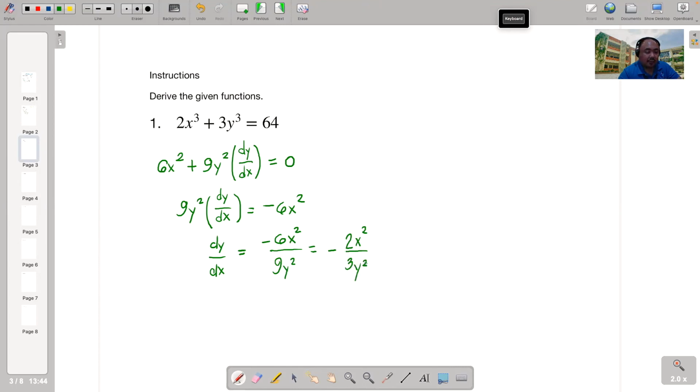3y squared. Sir, is it all right if after the implicit differentiation I arrive at an expression for the derivative which has a combination of x's and y's? Just like in this case, you have in your numerator 2x squared, but in your denominator you have 3y squared. Well, when you're doing implicit differentiation, it's totally acceptable. All right, so you can already box this as your final answer. This is negative 2x squared all over 3y squared, and you're good.